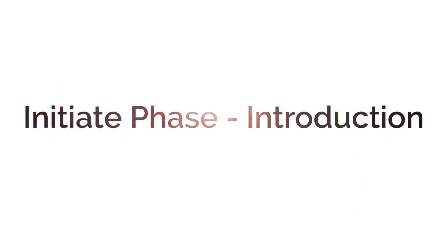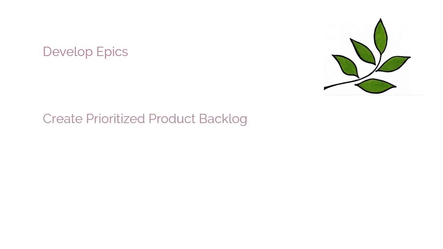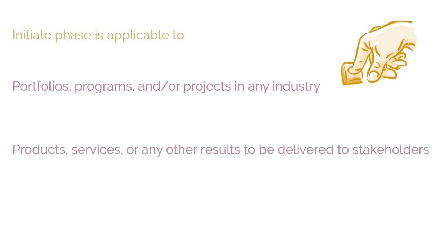This chapter includes the processes related to initiation of a project: create project vision, identify Scrum Master and business stakeholders, form Scrum team, develop epics, create prioritized product backlog, and conduct release planning. Initiate phase, as defined in A Guide to the Scrum Body of Knowledge, is applicable to portfolios, programs, and/or projects in any industry, products, services, or any other results to be delivered to stakeholders, and projects of any size or complexity.